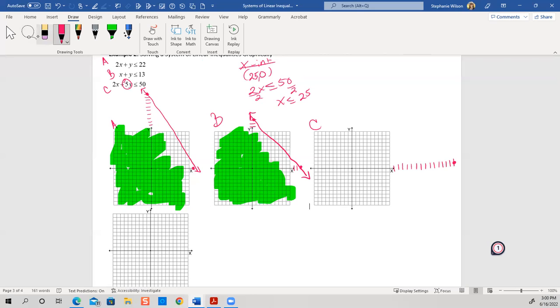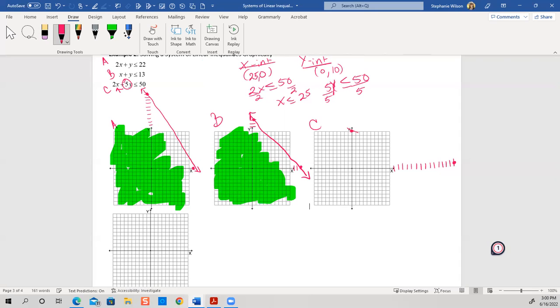All right, now let's do the y-intercepts. Means I plug in 0 for x. That gives me 5y is less than or equal to 50. I would have times the 2x by 0. Divide by 5. 5 goes into 50 10 times. So I get this spot right here.